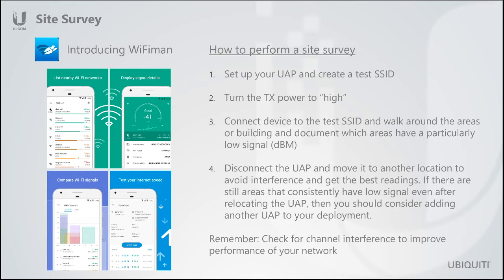As regards to site survey, there are a couple of things that we need to make sure that we understand. We need to understand what the requirement is, where exactly the devices are going to be planned and deployed. To set up your access points, you basically have to create a test SSID, turn on the TX power to high, and move around to find out where exactly the dead spots are, where there is a low signal, so that you could go ahead and arrange these access points in a way that provides the best kind of coverage.